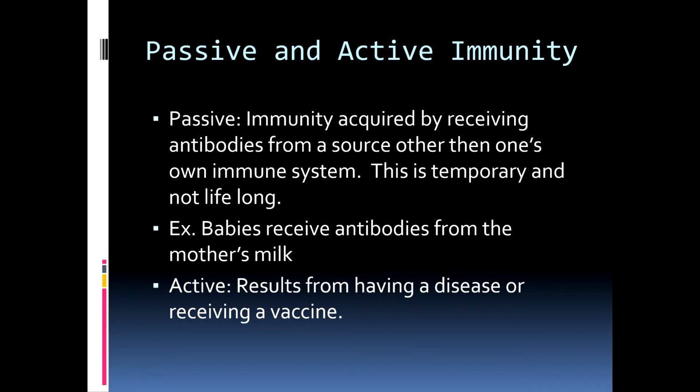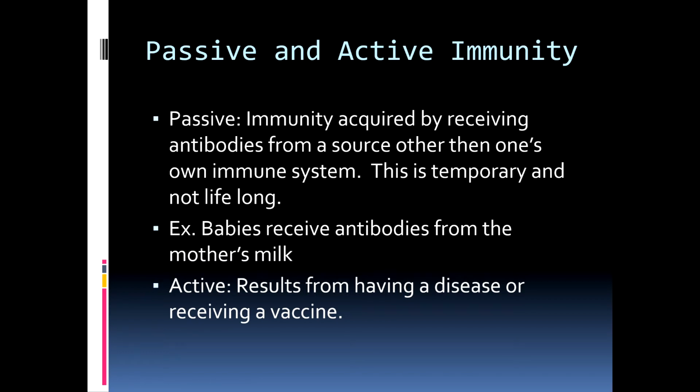So with passive immunity, this is when someone receives antibodies from an outside source. An example of this would be a baby receiving antibodies from a mother's milk. So the mother is producing the antibodies and delivering them to the baby. Another example would be a doctor possibly injecting someone with antibodies.